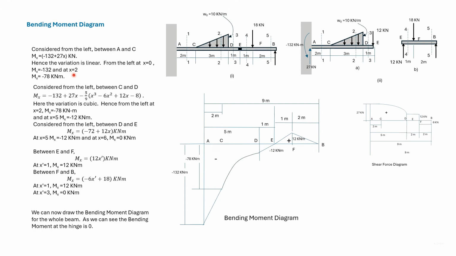Substituting x is equal to 2, we get the bending moment as minus 78 kilonewton meter. Now x is equal to 2 corresponds to the point C. So we have plotted the bending moment corresponding to the point C. Also, this variation is linear. So we have joined the bending moment corresponding to A and the bending moment corresponding to C by a straight line.